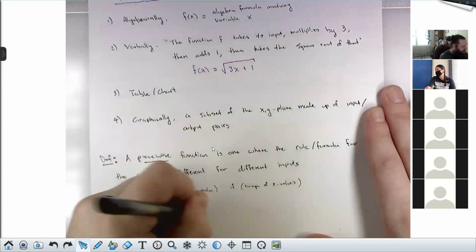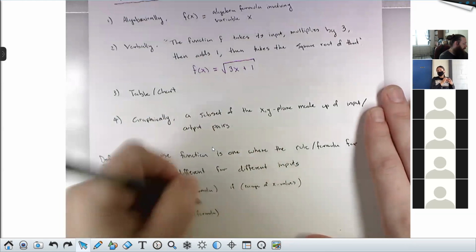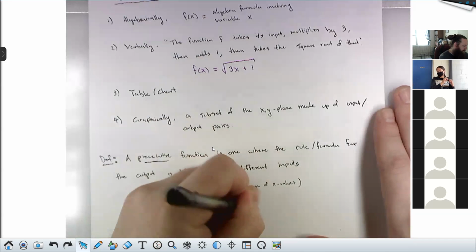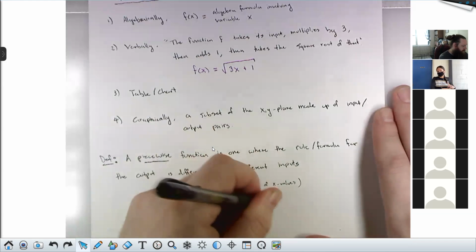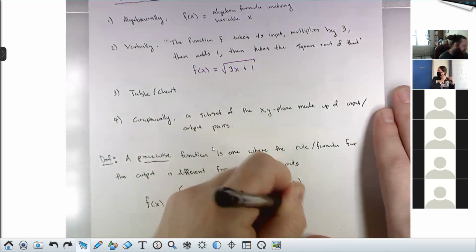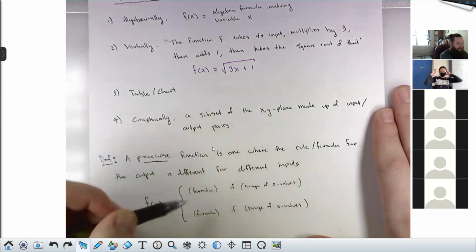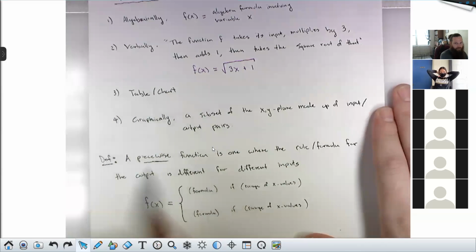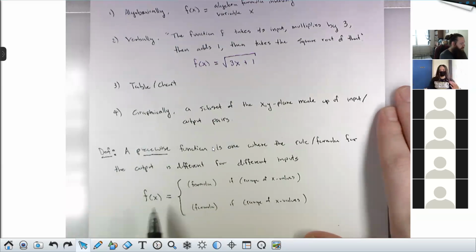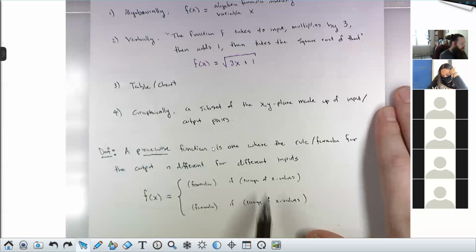And then some other formula here, and then the word if, and then some range of x values. Right, and there might be like 3 different formulas and 3 different ranges of x values. But that's the idea. So you want to compute f of some number. You would first check and see which group of x values it falls into. If it falls into the first group of x values, then you would use the first formula. If it falls into the second group of x values, you would use the second formula.